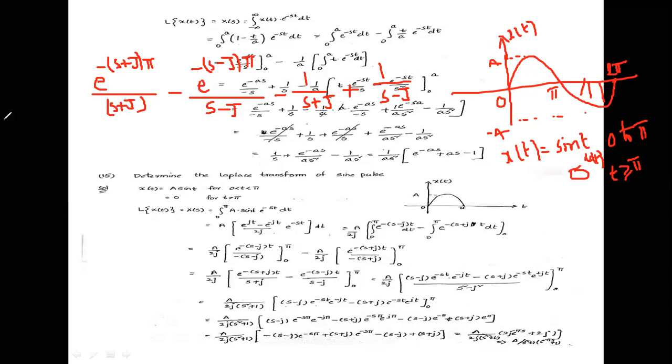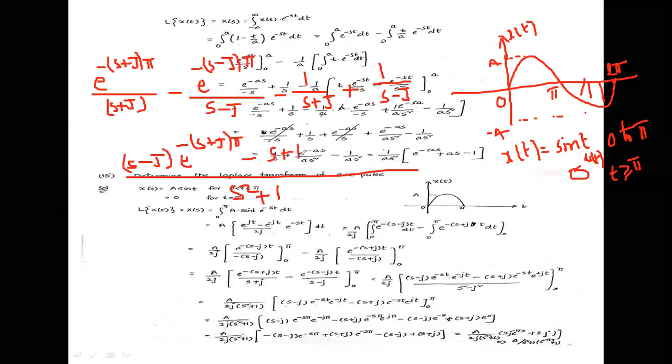In the denominator you can see s plus j and s minus j. S plus j and s minus j gives s square minus j square. J square is minus, so it becomes plus: s square plus 1, which is (s plus j)(s minus j). Now I am multiplying with s minus j into e power minus of (s plus j) into pi, minus (s minus j) out there.